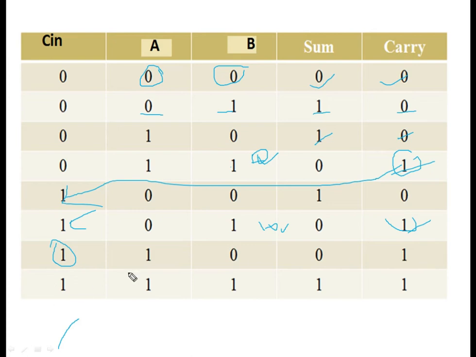Next, 1 plus 1 plus 1 means 1, 1. 1 plus 1 is 1, 0, plus 0 plus 1 is 1 only. So you will get both outputs high.